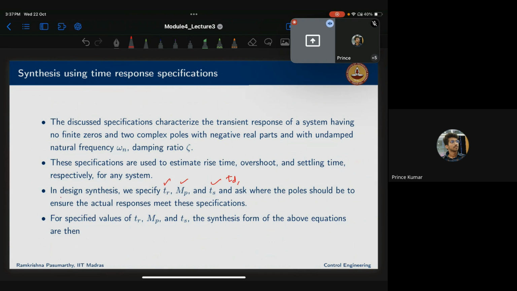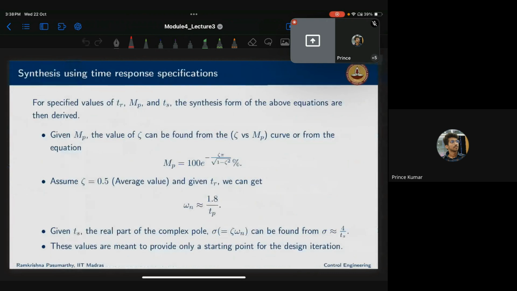So generally, in designing control systems, we'll have some fixed values, some required values for the designer. What is my rise time? What is my peak overshoot? What is my peak time? What is my settling time? These are design requirements. Based upon these design requirements, we will design the control systems, for specified values of these, using the synthesis form of the above equations. In general, the synthesis form means the practical form.